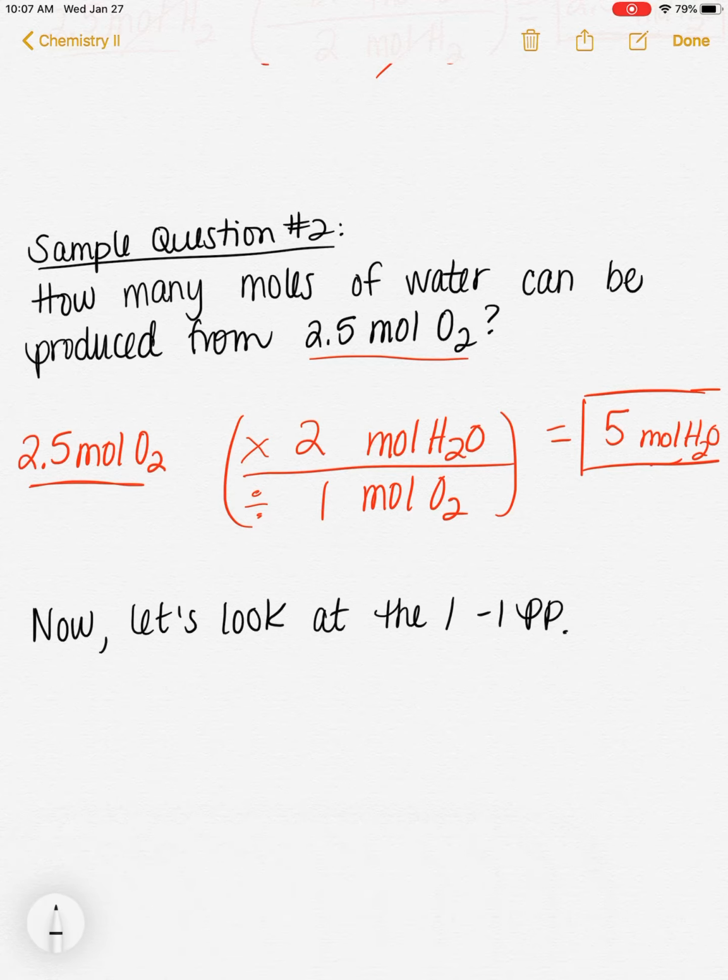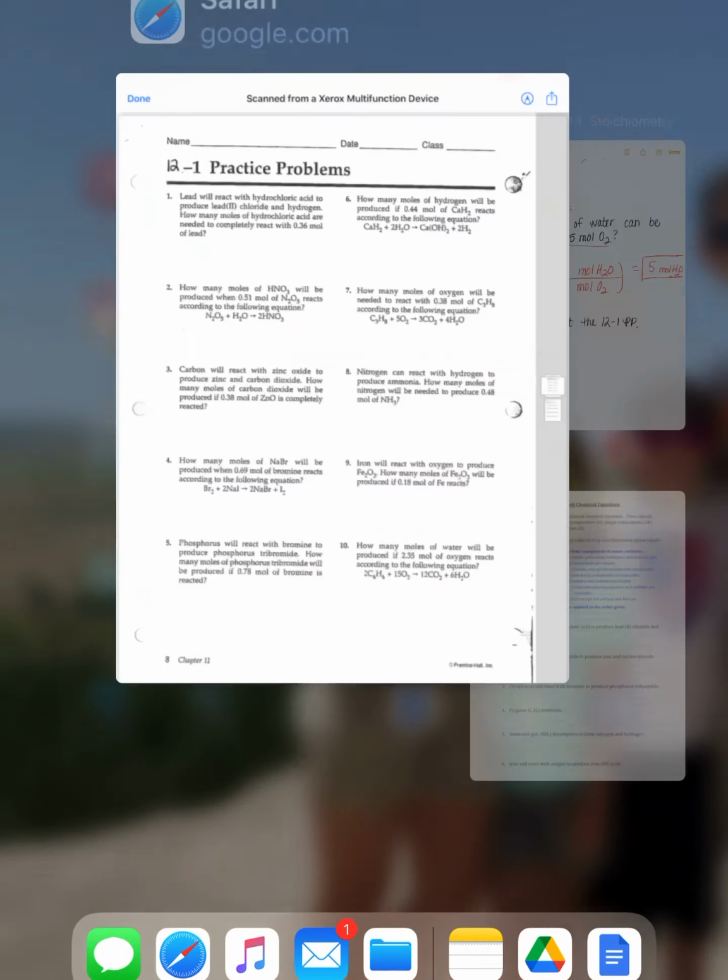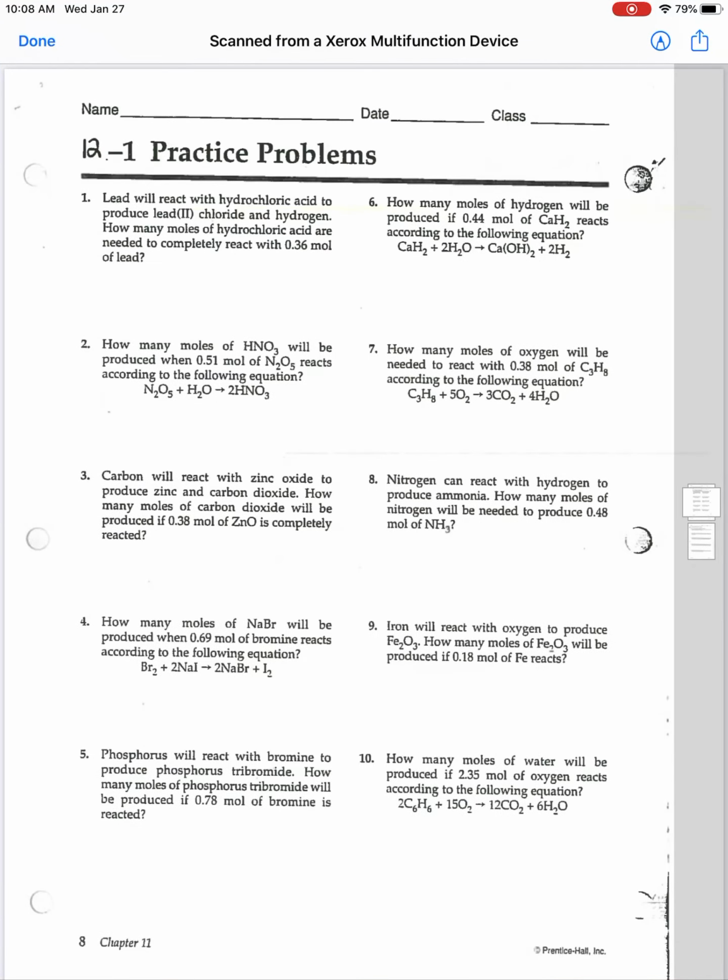So now I would like for us, I've got a little typo here, let me fix this, to take a look at the 12-1 practice problems, which is what is assigned as homework tonight. So if we go here, 12-1 practice problems. Some of these equations, like 2, 4, 6, 7, 10, give you balanced equations already, which will be helpful, but the others don't. Like number 1, it says lead will react with hydrochloric acid to produce lead 2 chloride and hydrogen. How many moles of hydrochloric acid are needed to completely react with 0.36 moles of lead?